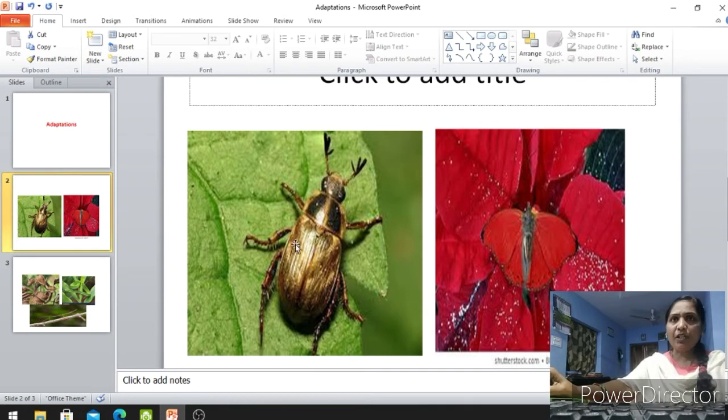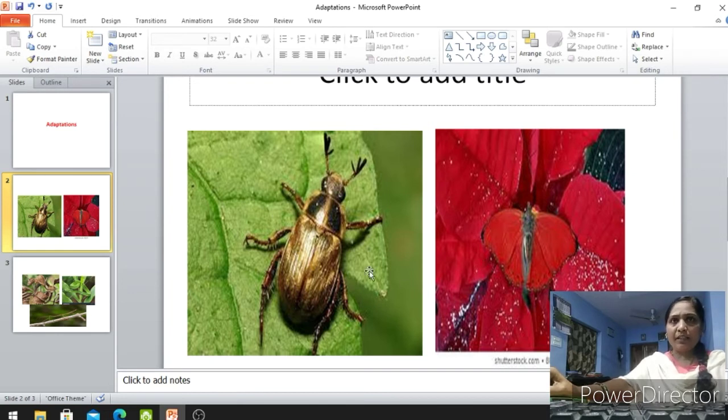One is terrestrial habitat, one is aquatic habitat. Terrestrial habitat means the organisms which are living on land come under terrestrial habitat. Again, the terrestrial habitat has different types like grassland habitat, desert habitat, mountain habitat. So like this, different types of habitats, and different organisms are able to survive in those habitats. In detail we are going to discuss in our coming classes.